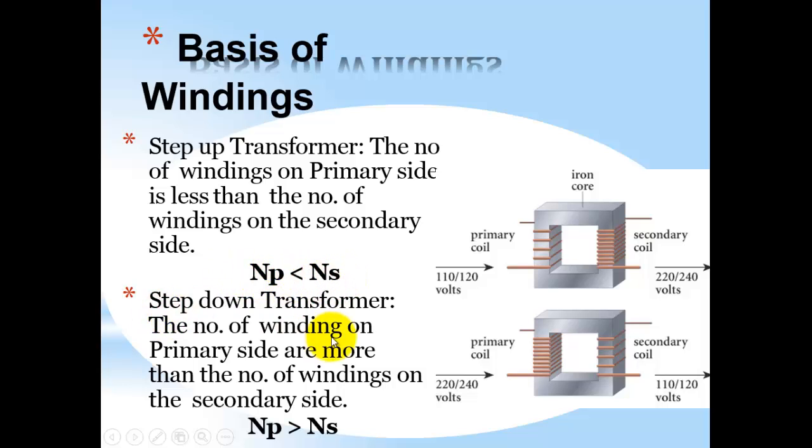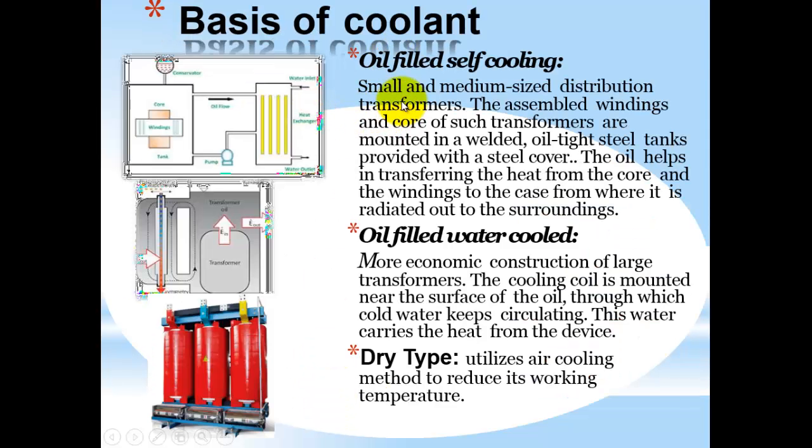In a step down transformer, the primary voltage is greater than the secondary voltage. And in terms of the number of turns, the primary turns are greater than the secondary turns, and the same relation also holds for the voltage. Now on the basis of coolant, this is normally applied in the small and medium size distribution transformers which you normally see around you.